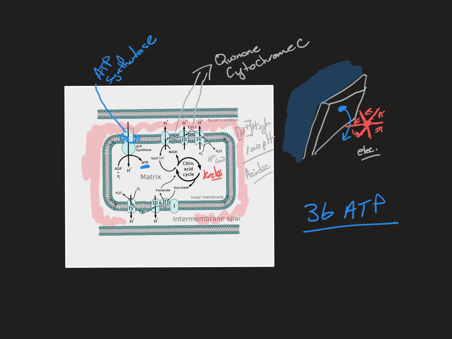So that's important. This is in the mitochondria. This is the matrix, the space inside the inner membrane. This is the inner membrane space that's just outside it. And these are the carriers.